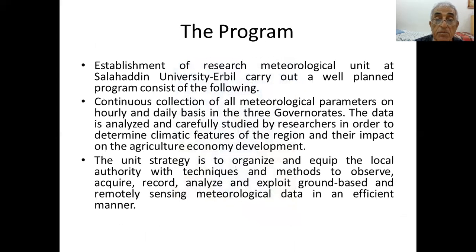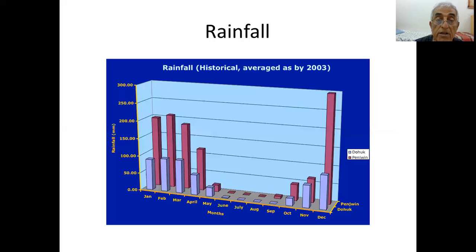The program. The establishment of the research meteorological unit at Salahuddin University, Erbil, carried out a well-planned program consisting of the following: continuous collection of all meteorological parameters on an hourly and daily basis in the 3 governorates. The data is analyzed and carefully studied by researchers in order to determine climatic features of the region and their impact on agriculture economy development. The unit strategy is to organize and equip the local authority with techniques and methods to observe, acquire, record, analyze, and exploit ground-based and remotely sensed meteorological data in an efficient manner.